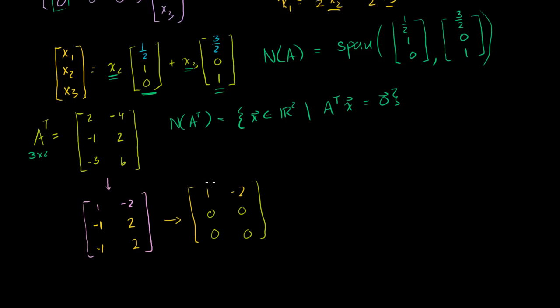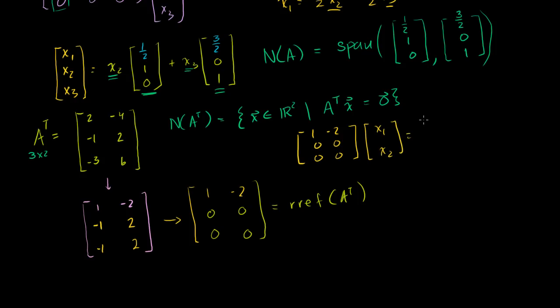So this is the reduced row echelon form of A transpose. And its null space is the same as A transpose's null space. So to find this null space, we can find all of the solutions to this equation times the vectors x1 and x2 is equal to 0, 0, and 0. These aren't vectors, these are just entries right here. So these two lines give us no information, but this first one does.